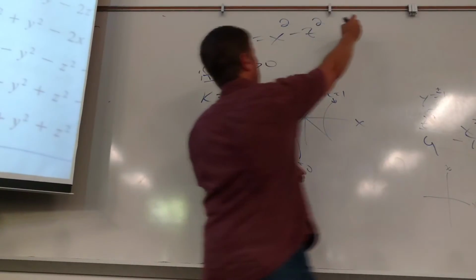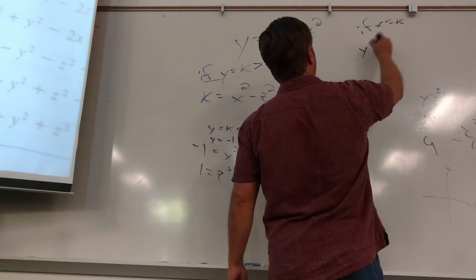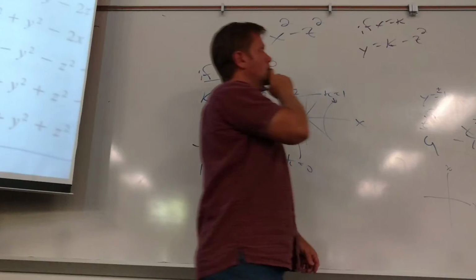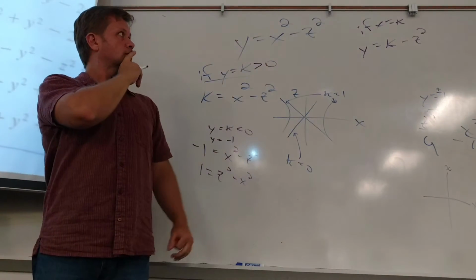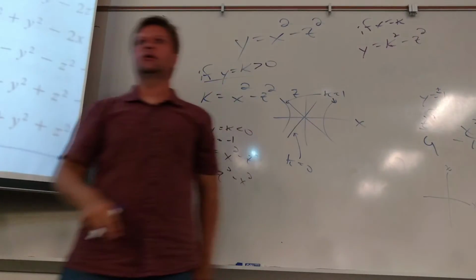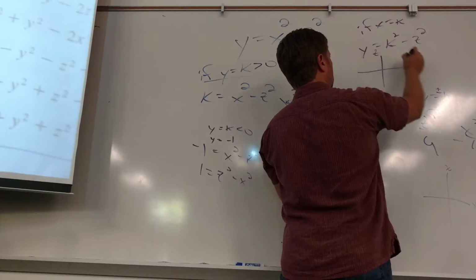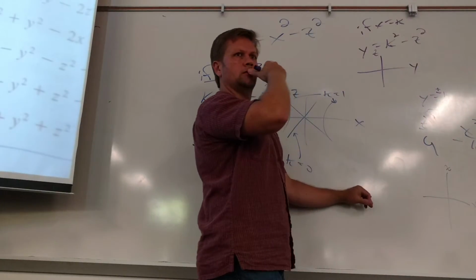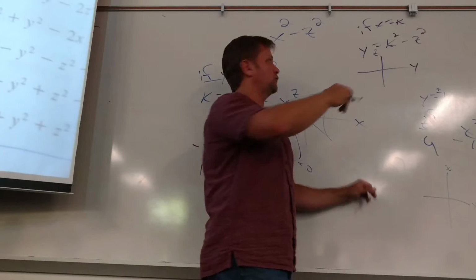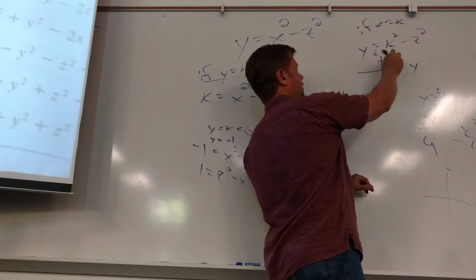Right? Then what would happen? So if x equals k, what have I got then? K squared, but it doesn't matter. Just some number minus z squared. So that's going to be in the yz plane. What's that going to look like? Parabola. Opening down. Shifted by k squared, right? So whatever k squared is.